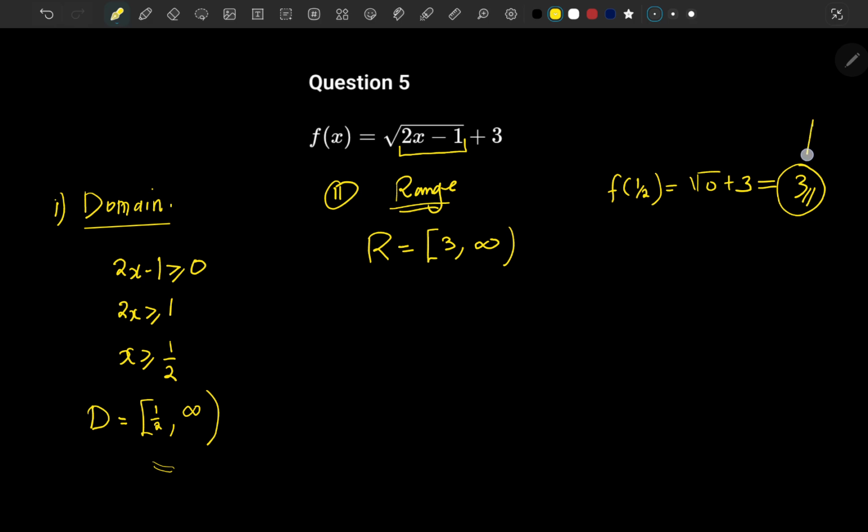Since the smallest number I can get is 3, I can get any other numbers. If you want, try. If you want, put 1 here. This will be square root of 1, which is 1, plus 3, you get 4. So all the numbers are greater than 3. That's all.